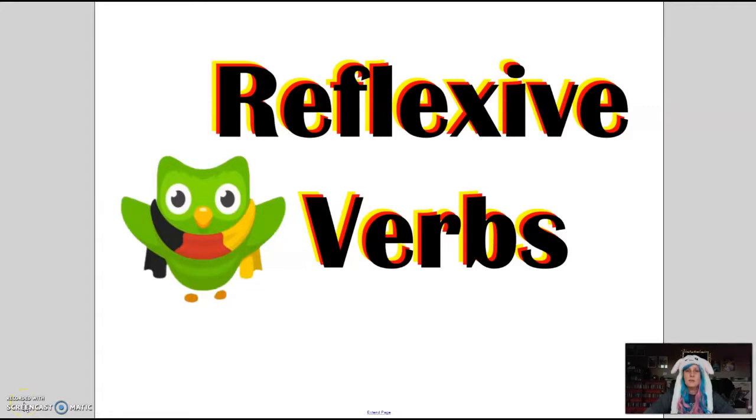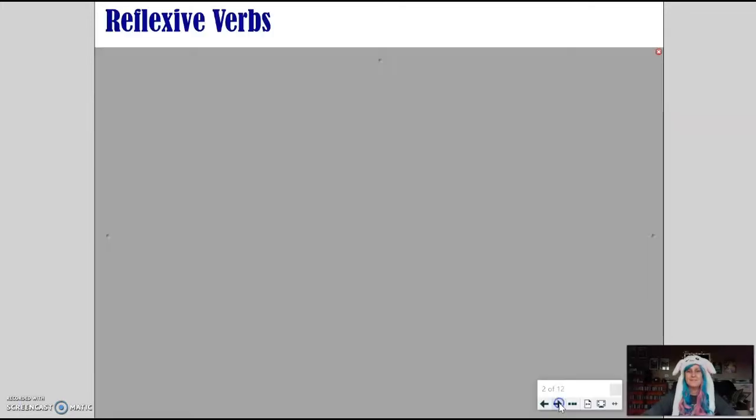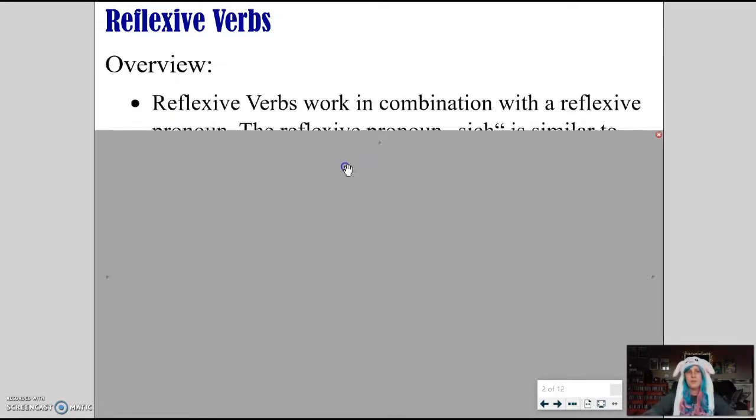In this lesson, we're going to be exploring reflexive verbs in German. Los geht's! So first, let's look at some of the things that are overarching understandings about reflexive verbs in German.